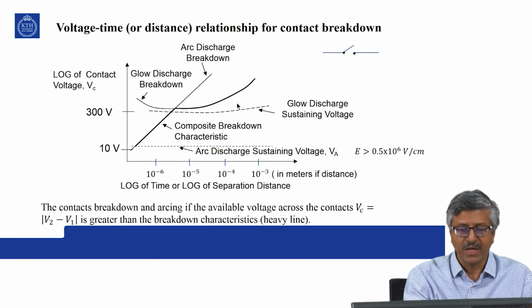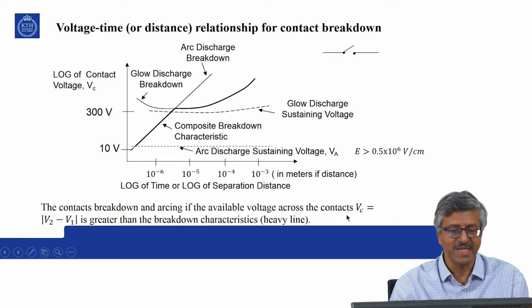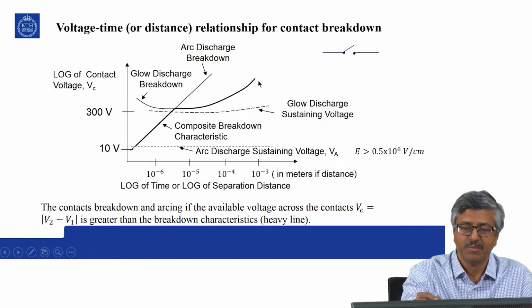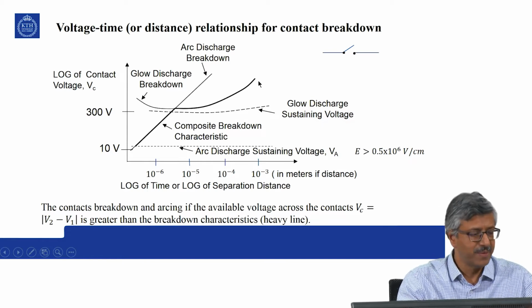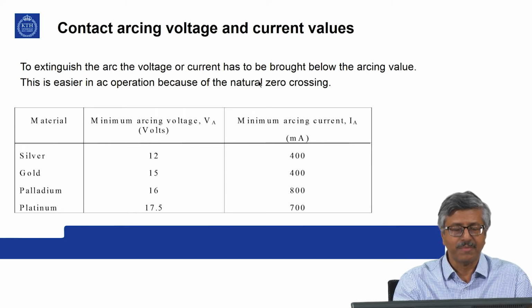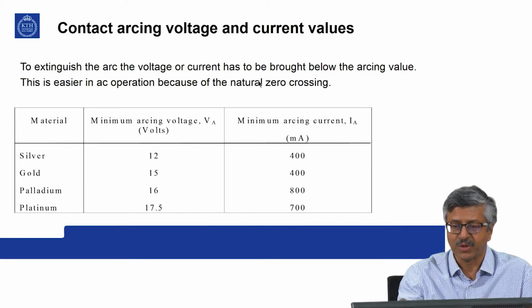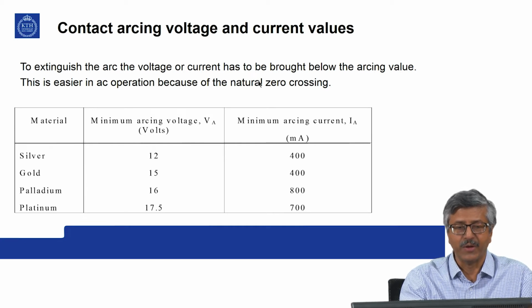So the contact breakdown and arcing happen if the voltage across the contact, Vc equal to V2 minus V1, is greater than the breakdown characteristic, this heavy line. Below that you do not have that breakdown. Now contact arcing voltage and current values for common materials are shown. To extinguish the arc, the voltage or current has to be brought below the arcing value. This is easier in AC operation because of the natural zero crossing.